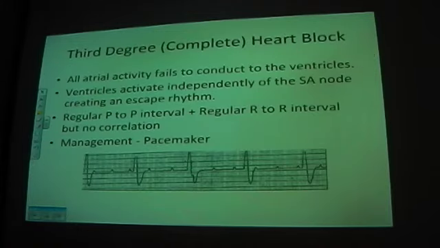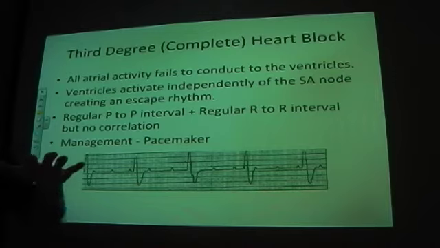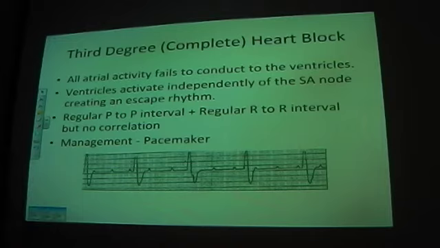Complete heart block is when all atrial activity is failing to conduct into the ventricles. So as I said, you've got regular P waves, you've got regular QRS complexes, but they're not correlating at all. They can have different rates, and that's dangerous. So they usually need a pacemaker, a dual chamber one, so that it will excite the atria and the ventricles at the same time.